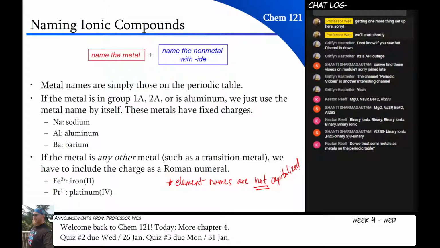If you capitalize the name of your element, for example, if you typed in iron with a capital I or platinum with a capital P, you will get marked wrong, and I won't be able to give you your credit back because element names are not capitalized. This is the most pedantic thing I do in this class, other than sig figs, is don't capitalize element names. If you do, it's wrong.